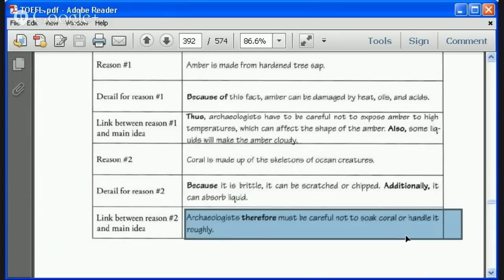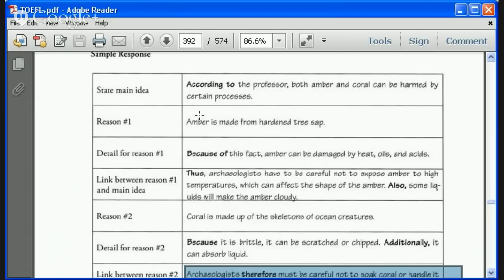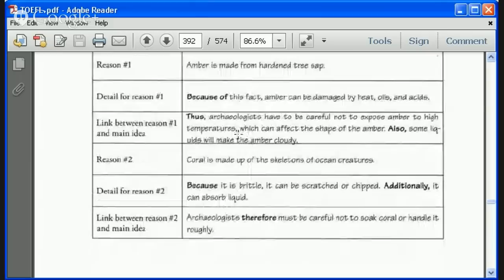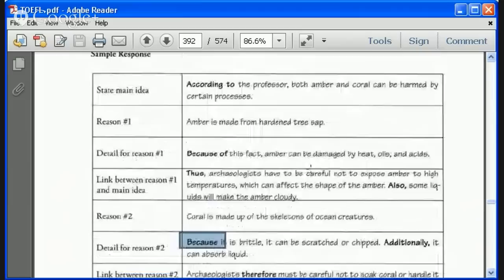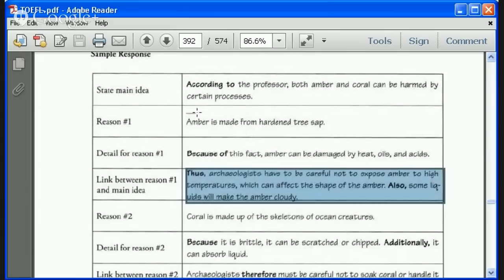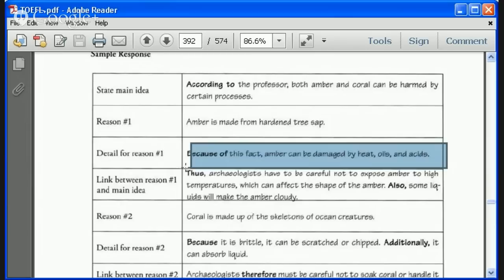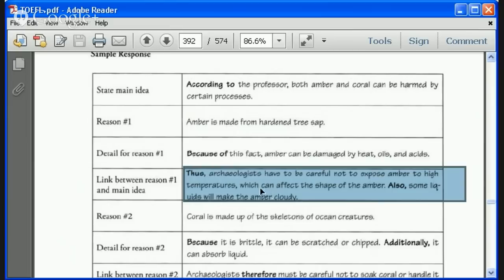Fine. Okay, once again, they're using lots of linking phrases: according to, because of, thus. These are extremely important. You can definitely get a score of 3, but probably not a score of 4 by doing this. They're kind of giving mini summaries, all right? They definitely talk about amber, what damages amber, and then a little more detail and a link back to the idea. Like a mini summary is what it is.